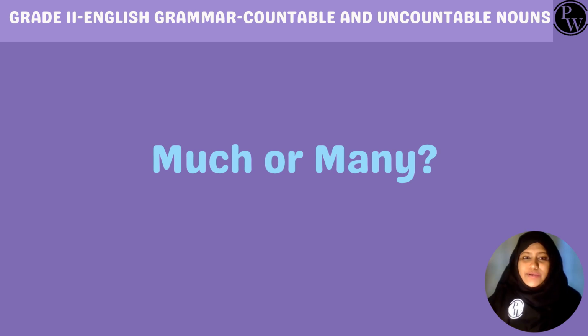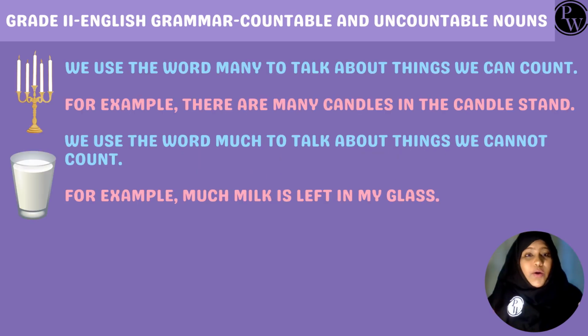Let's explore this together. Alright, little explorers, when we talk about things we can count, like toys or candies, we say many. For example, there are many candles in the candle stand. But when we talk about things we can't count individually, like water or milk, we say much. For instance, much milk is left in my glass.